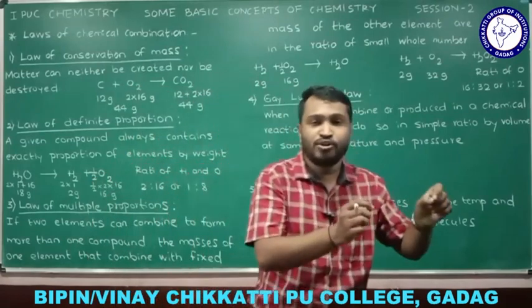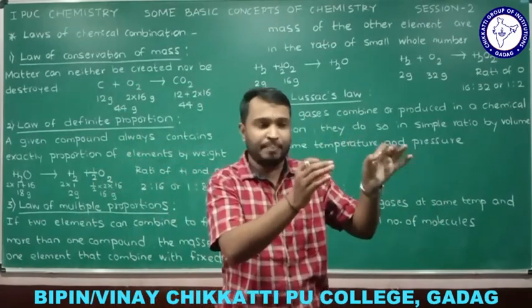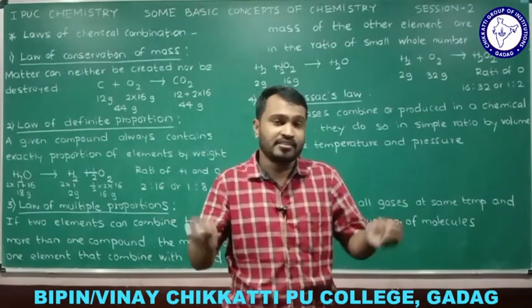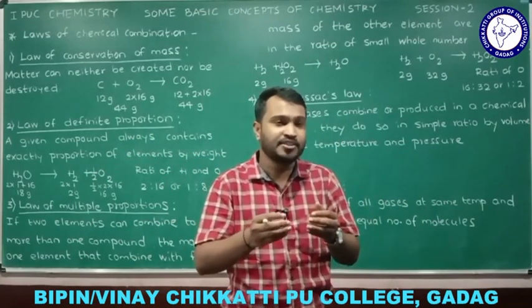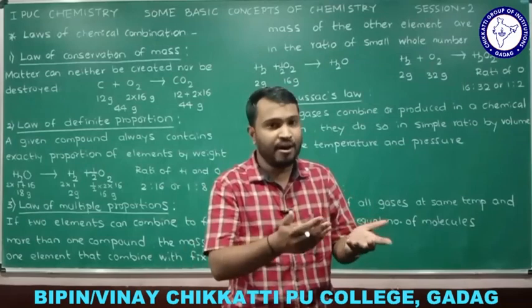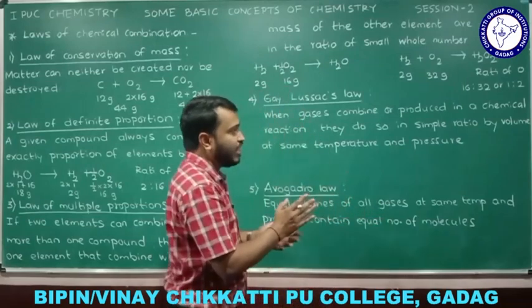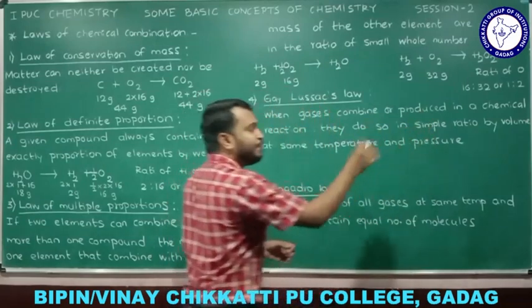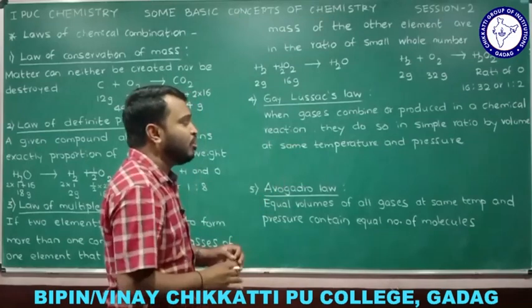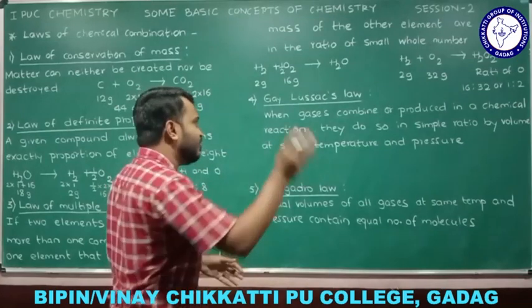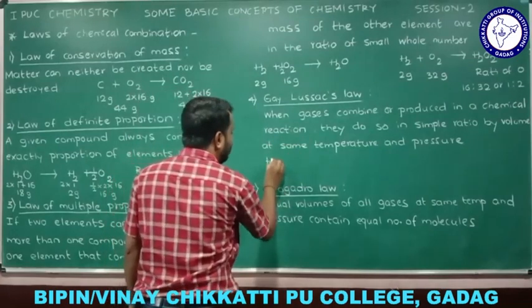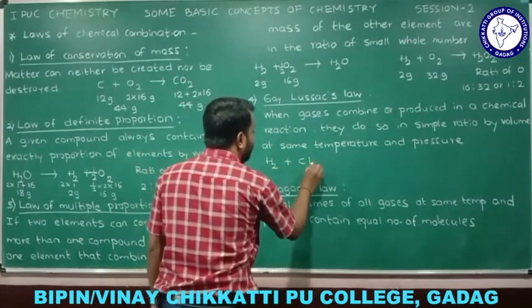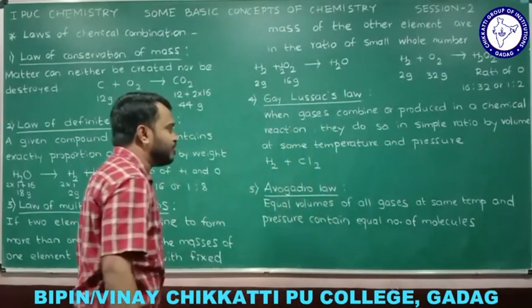The temperature and pressure of the gases will be fixed, and the gases may combine or be produced. But the volume that we are going to get will be in a very simple ratio. The volume of combination or production will be in a simple ratio. We'll see an example, then you will understand. Otherwise it will be very difficult. Without an example it is difficult to understand.